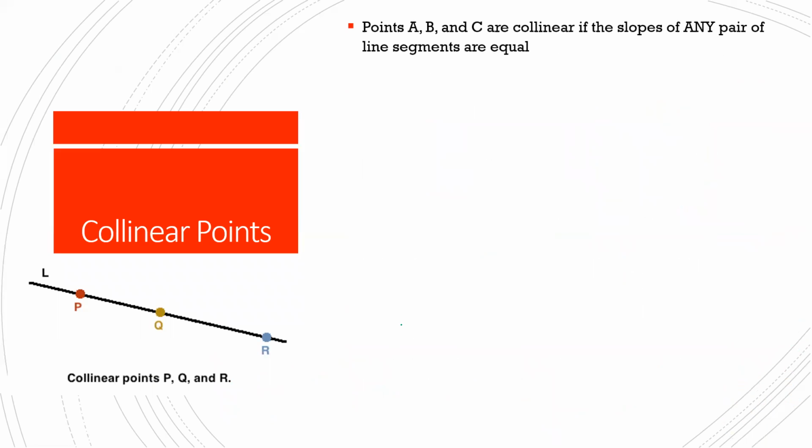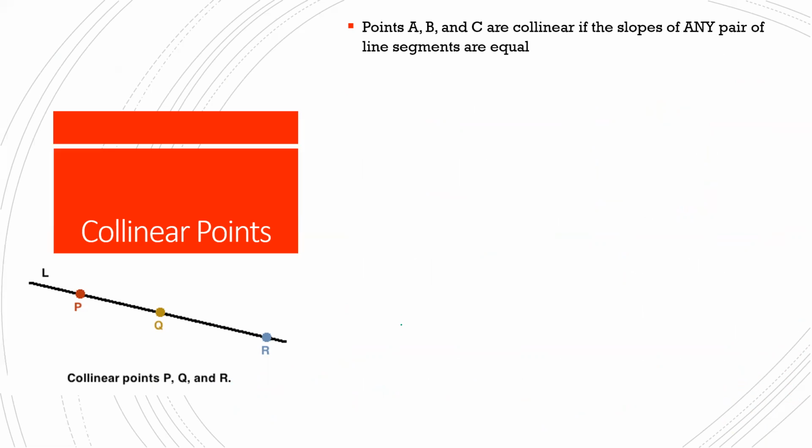Okay, collinear points. So if we have 3 points, A, B, C, and this just represents any 3 points, and you want to check if they are collinear, what that means is you're checking to see if the slope of any pair of line segments are equal. So line segments are basically not full lines. They're just kind of like partial lines that connect 2 points.